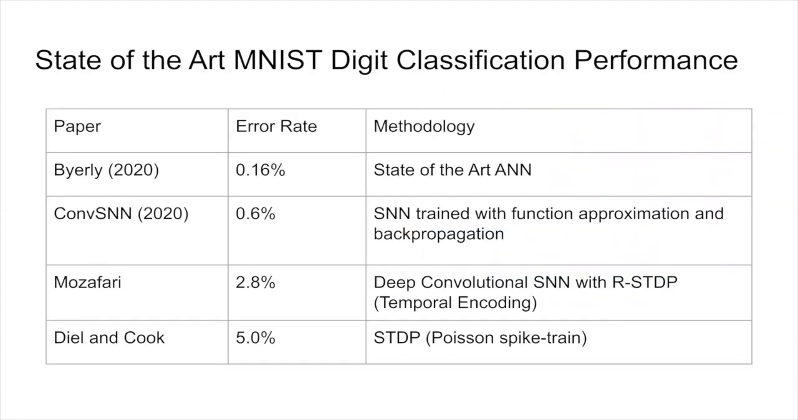Despite the small amount of interest relative to ANNs, the performance of SNNs is not that far off. The error rate of the state-of-the-art ANN on the MNIST digit classification task is about 0.16%. That is compared to the 0.6% for the best spiking neural network. That best spiking neural network uses function approximation and backpropagation. When you restrict yourself to RSTDP or reinforcement learning, you find an error rate of about 2.8%. And for a completely unsupervised model, an error rate of about 5% is to be expected.